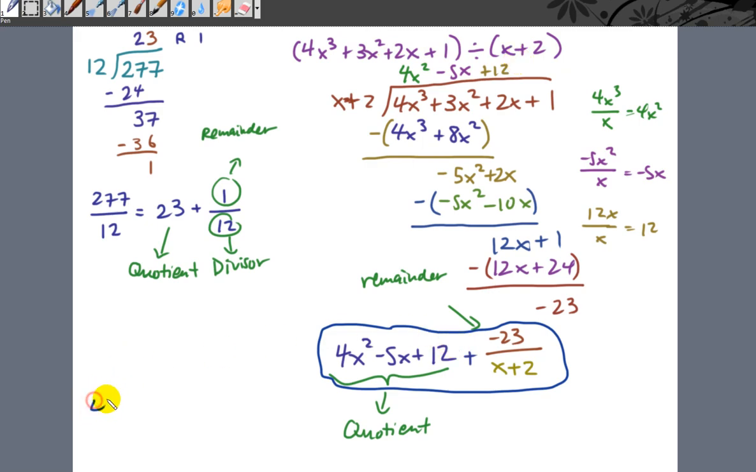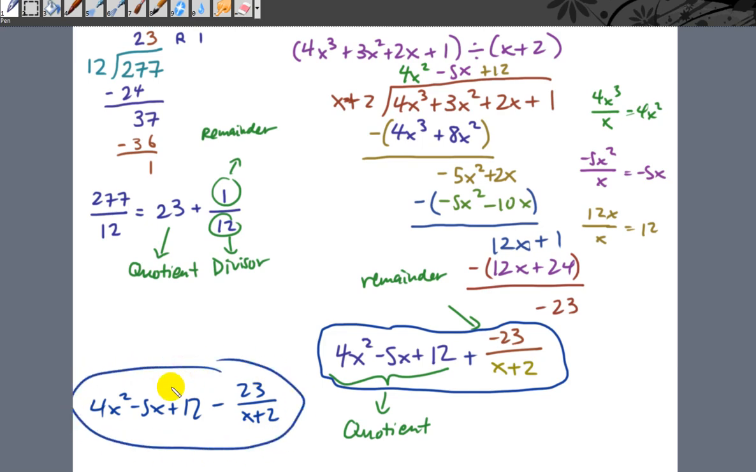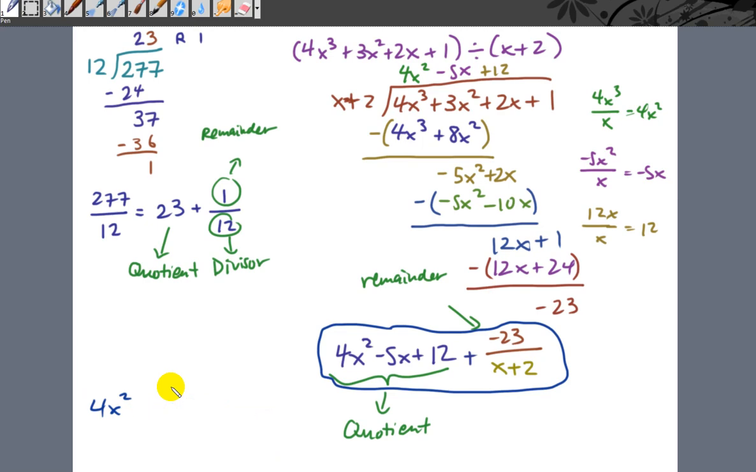You could even put the negative in front. If you wanted to make things nicer, you could write it like this: minus 23 divided by x plus 2, and that's totally fine as well. It is entirely up to you how you'd want to do it. But the main thing is, when you're dividing, I want you to try to get used to writing it in this form: quotient plus remainder, and I somehow forgot to write this, quotient plus remainder divided by the divisor.